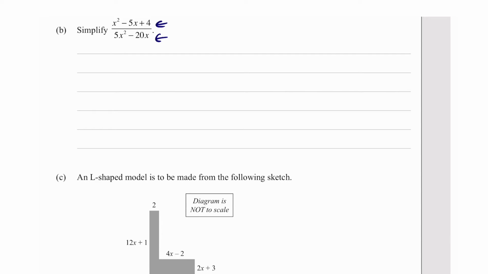Let's take a look at our numerator first. Our numerator is x squared minus 5x plus 4. Our coefficient in front of our x squared is 1, so we've got 1 times x squared. As a result, we just do our normal factorizing techniques. So we want to find two numbers which multiply to 4 and sum to negative 5.